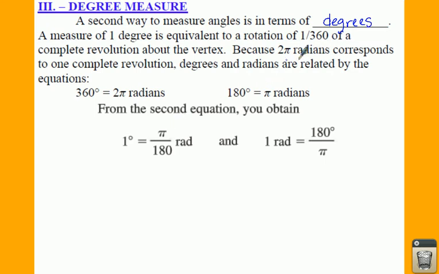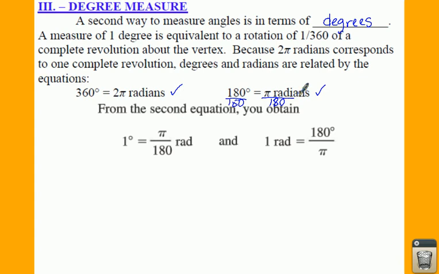Because 2 pi radians corresponds to 1 complete revolution, degrees and radians are equivalent by saying 360 degrees is equal to 2 pi radians, 180 degrees is equal to pi radians. If you divide both sides of the second equation by 180, you get pi over 180 radians. So 1 degree is equal to pi over 180.